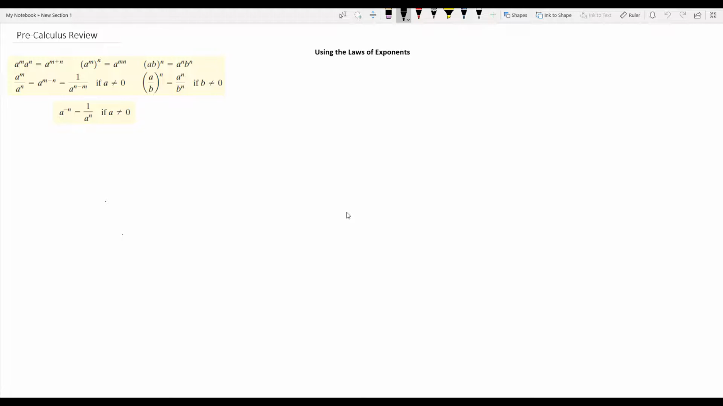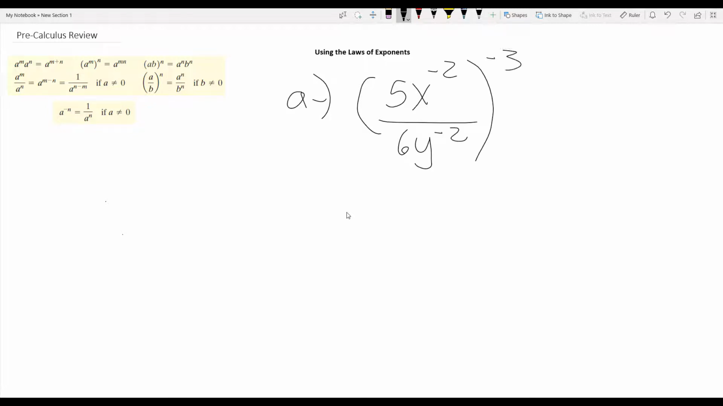Alright, so let's begin. We have our first exercise, and that will be, let's see, we got 5x to the minus 2 over 6y to the minus 2 as well, and all of that is being raised to the negative 3 power. Okay, so how can we go about this?